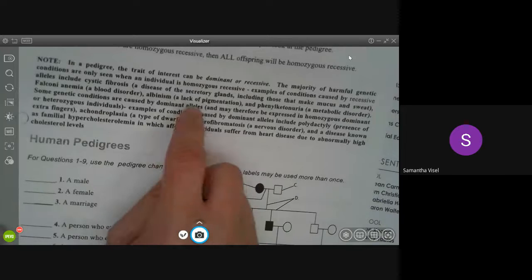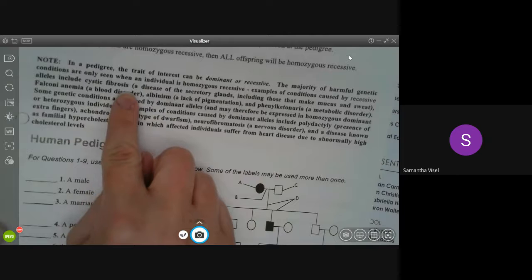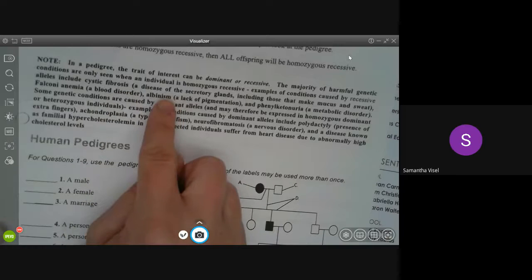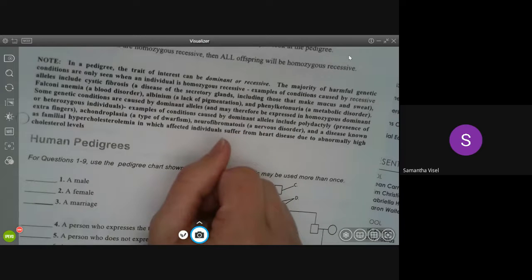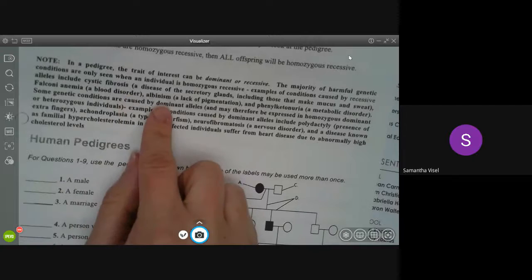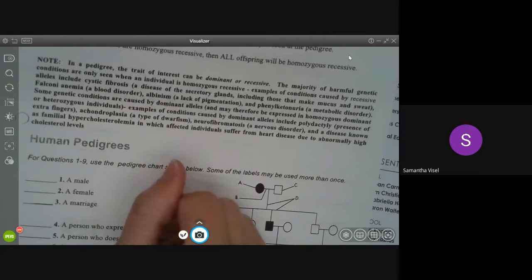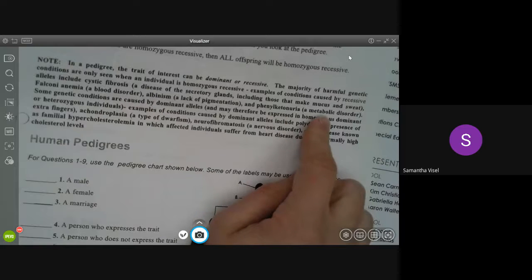We have conditions caused by recessive alleles like cystic fibrosis, which is a disease of the secretory glands, including those that make mucus and sweat. Fanconi anemia, which is a blood disorder. Albinism, a lack of pigmentation. And then phenylketonuria, which is a metabolic disorder.